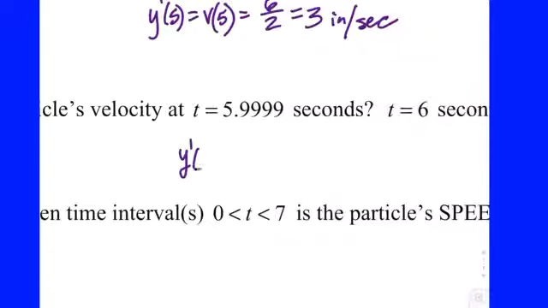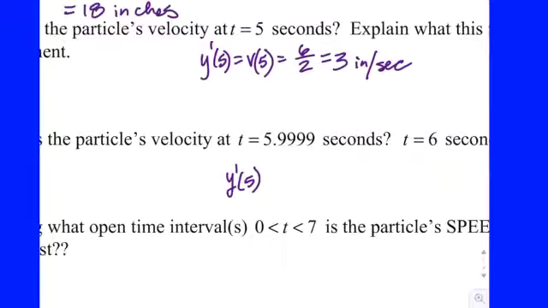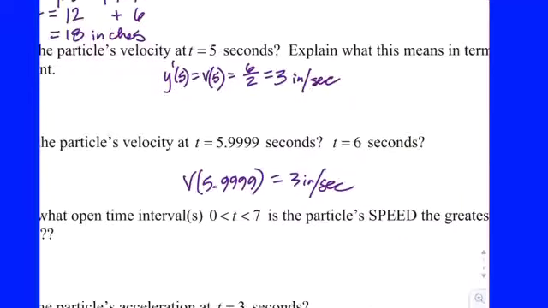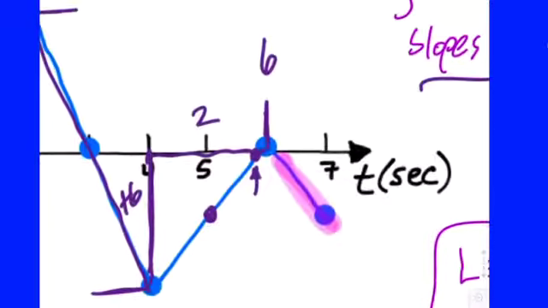So I'll put y prime of 5. Again, I'm putting y prime of 5 because they gave me the graph of y, so that's using the derivative. Once I defined it above as v of 5, if you want, you could just say v of 5.99999 also equals 3 inches per second, because we've defined the velocity above as the derivative of y. All right, what would the velocity be at 6 seconds?